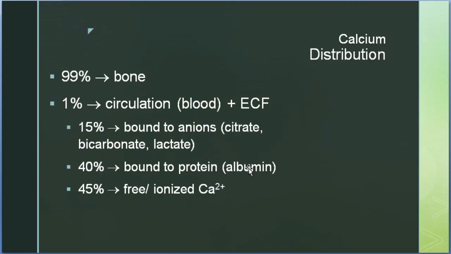So your calcium, 99% of this is actually found in the bone. 1% is found in the circulation and in your extracellular fluid. 15% of your calcium is bound to anions, to your citrate, bicarbonate, and lactate. And 40% is bound to your protein, most specifically albumin. Only 45% is free or ionized calcium.